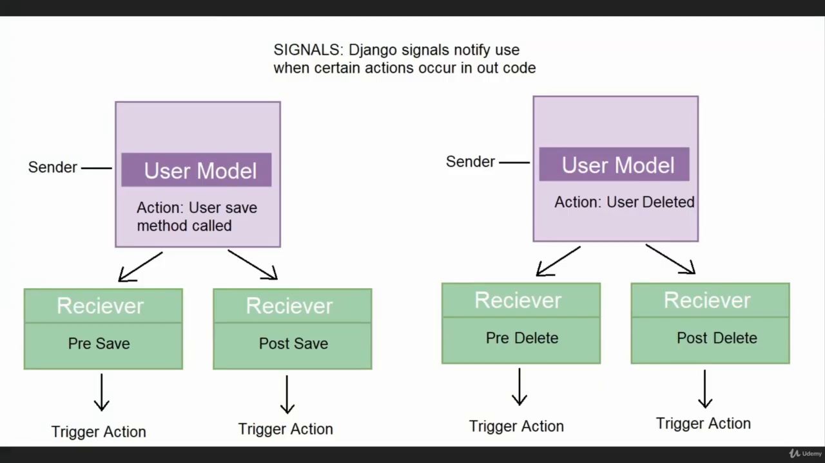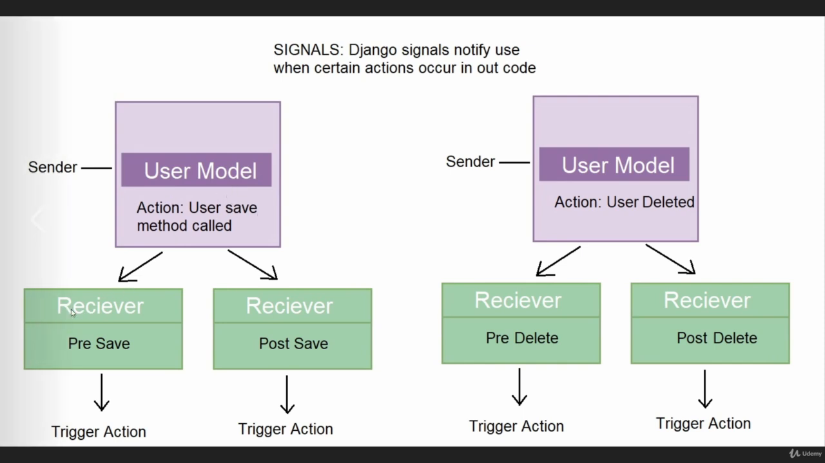So let me pull up an example here. I just drew this up before the video. I was trying to figure out how I can visually explain what's going on, so let's take a look at this. Up here we have a sender, and down here we have two receivers. The sender is the user model, and this sender triggers every time we trigger the save method on a user. So if a user is created or updated, at some point that save method is triggered.